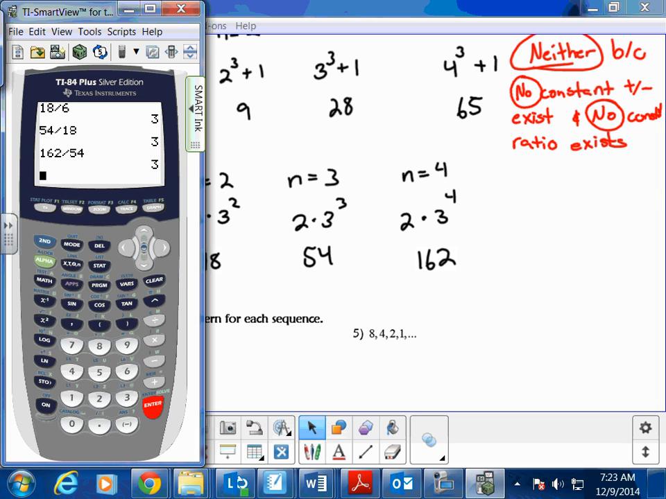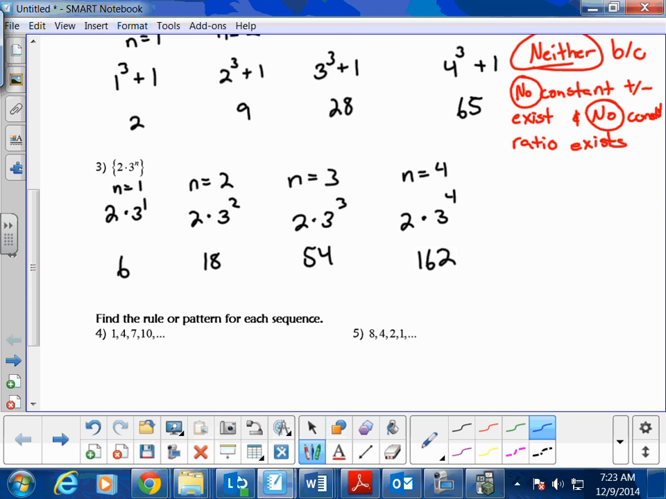Which means that in this case, you see how we have a constant ratio? This one is geometric, because the constant ratio exists, which in this case r is equal to 3, which means that each one of these is being multiplied by 3 to produce the next one.